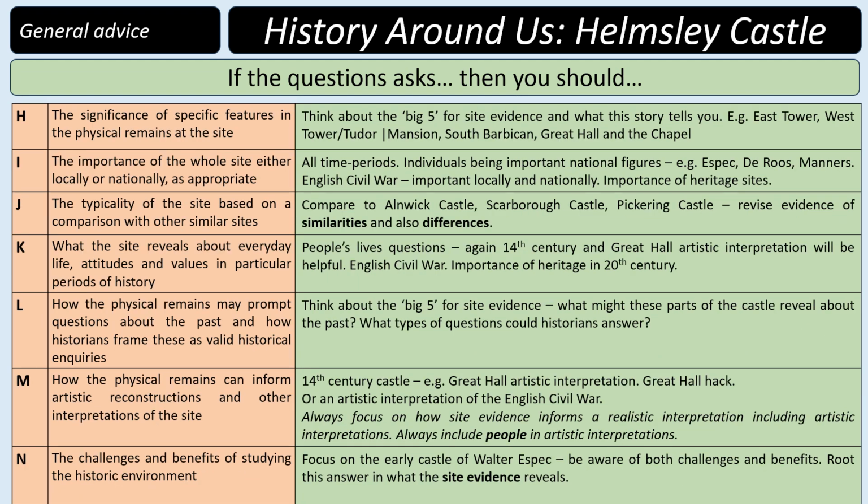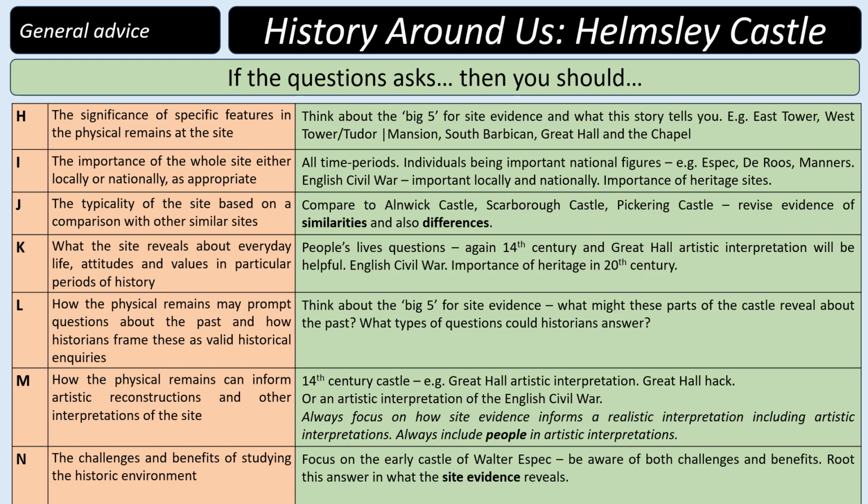Okay, H, the significance of specific features. There's a site evidence video guide that talks about the big 5 for site evidence and what the story of those parts of the site tells you. The big 5 are the East Tower, the West Tower of the Tudor Mansion, South Barbican, Great Hall and the Chapel. So make sure you're really clear on those big 5.